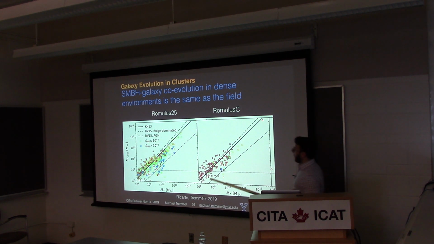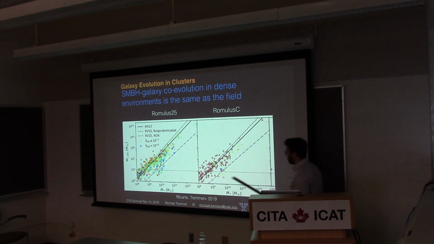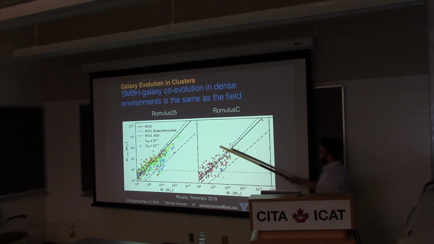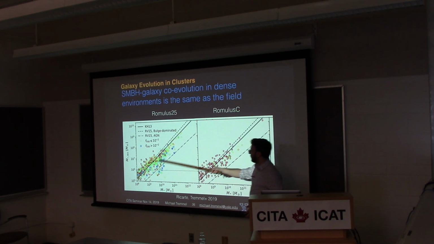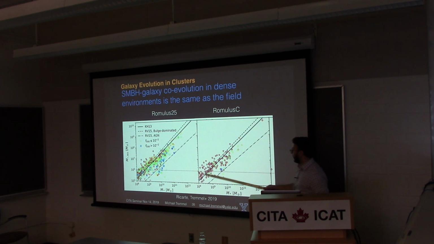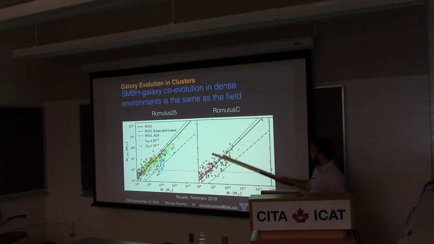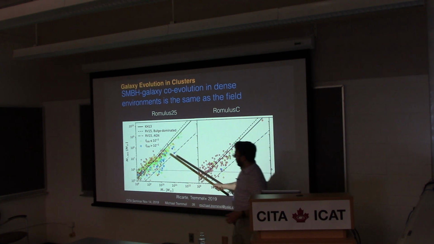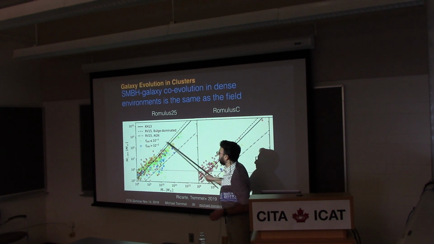So this is the black hole mass as a function of stellar mass in the simulation. On the left, we have the results from RomulusC 25. On the right, we have from RomulusC. And both simulations followed the same relationship between black hole mass and stellar mass. The difference is that these points are colored by Eddington ratio.